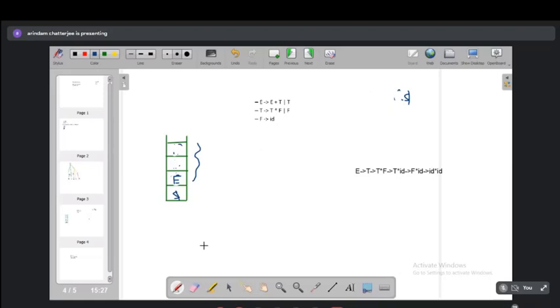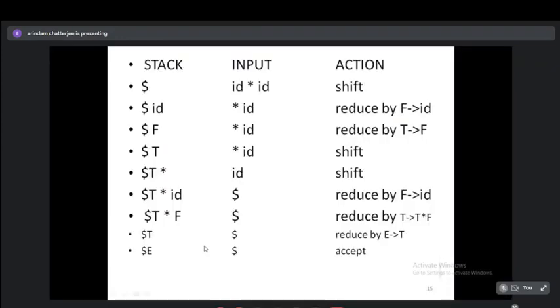Now the question is, sir, at each step, why did you choose this kind of handle? For example, in the first step, you chose F producing ID as the handle. Why? Those things will be clear as we go to the next step, which is construction of the parse table.